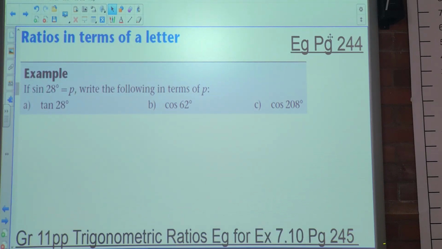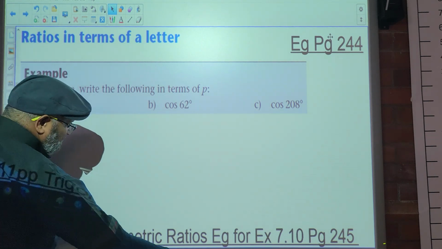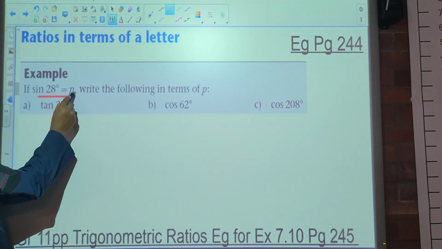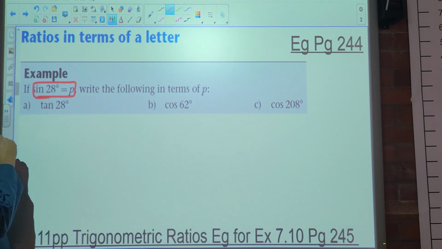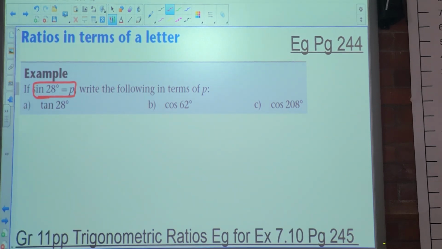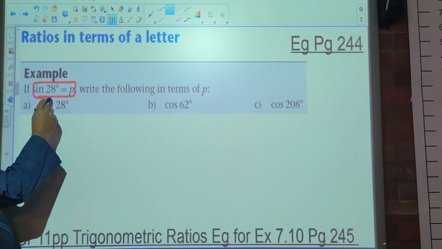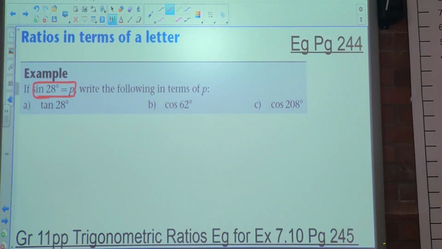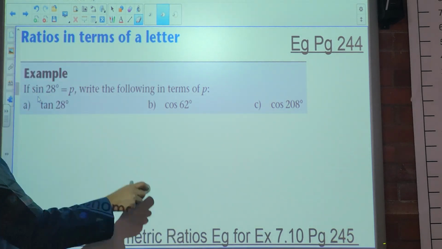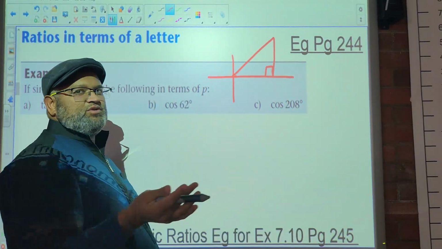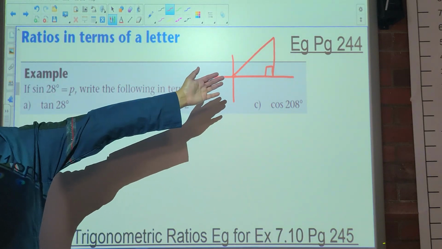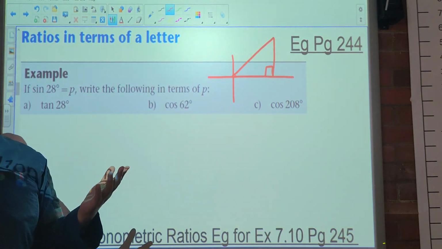So if sine of 28 is equal to p, write the following in terms of p. If you get the sum here, people, importantly we start off by drawing this information. Which quadrant would this be in? In quadrant 1. How do you know it's quadrant 1? It is an acute angle, not so? So if you want, you can draw it in quadrant 1, or we can draw it without the quadrants. Why? Because it's not going to affect anything. Everything will be positive in quadrant 1.